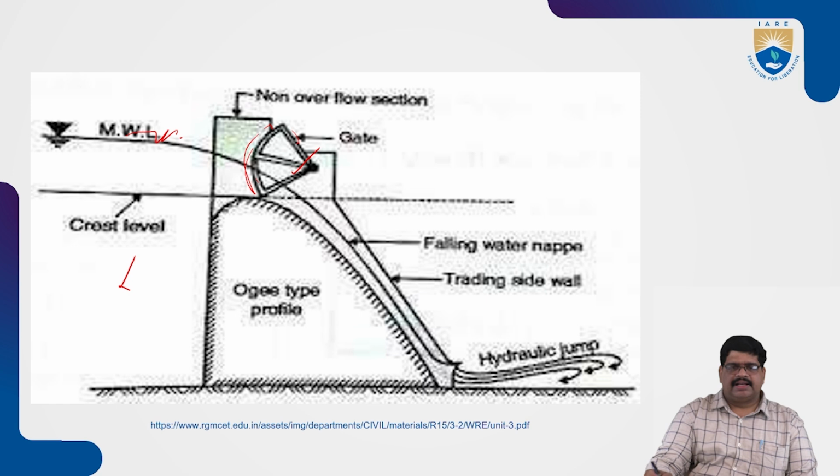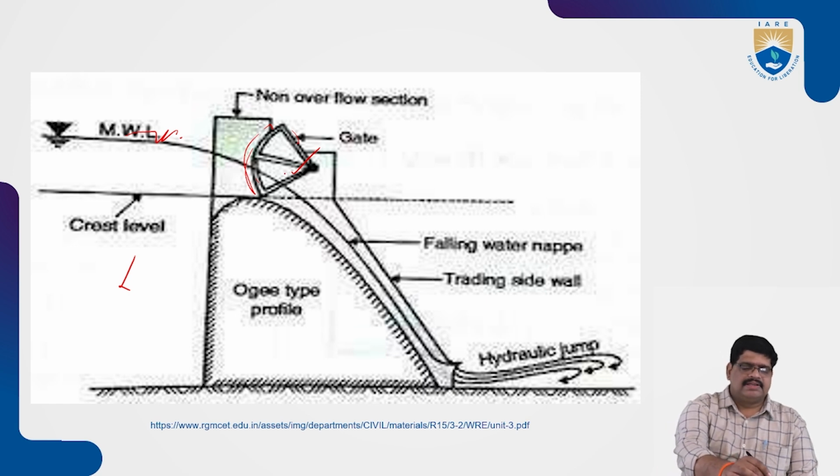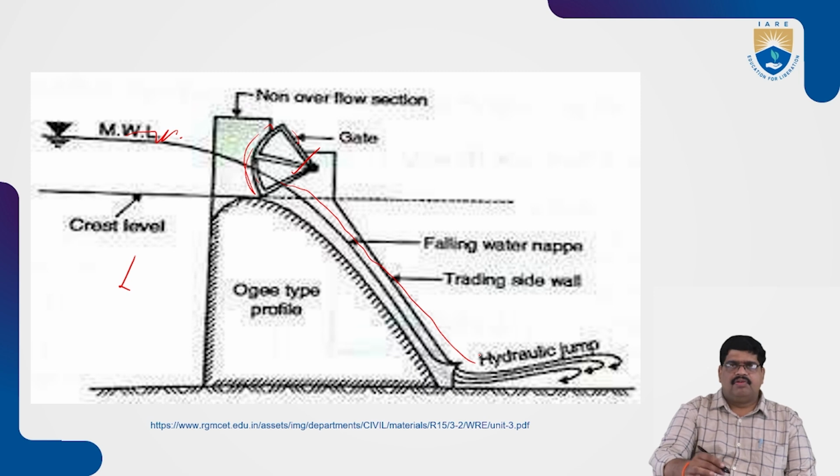Next, the falling of the water nappe. Nappe means that the water falls from the upstream to the downstream side. This is the falling of the water nappe.